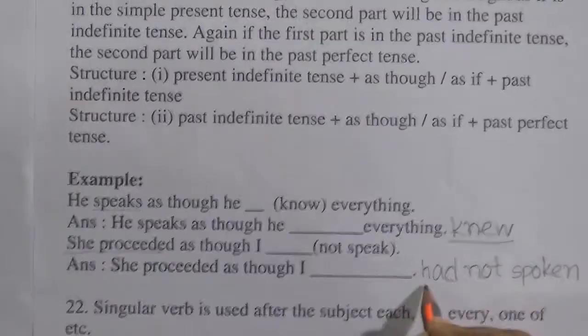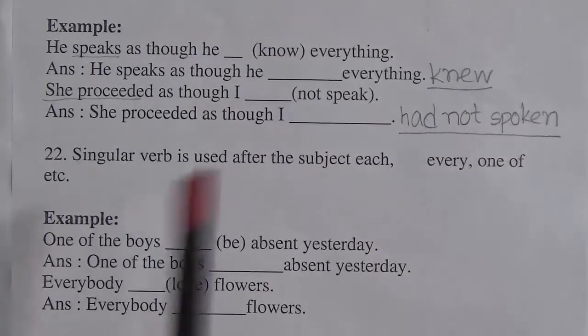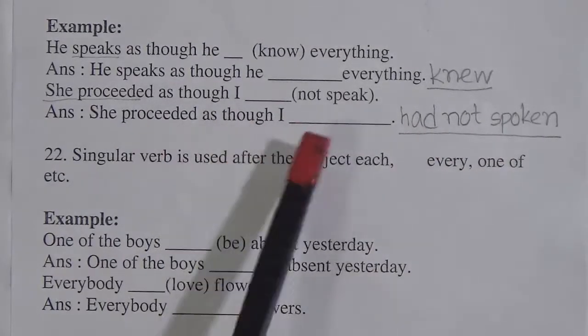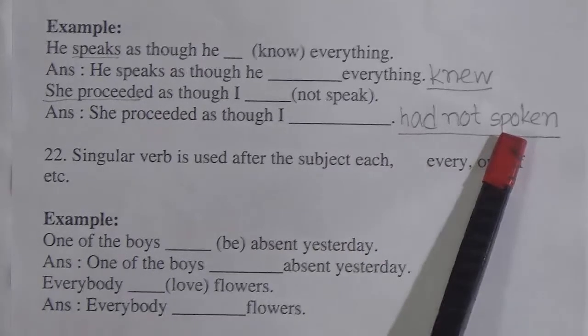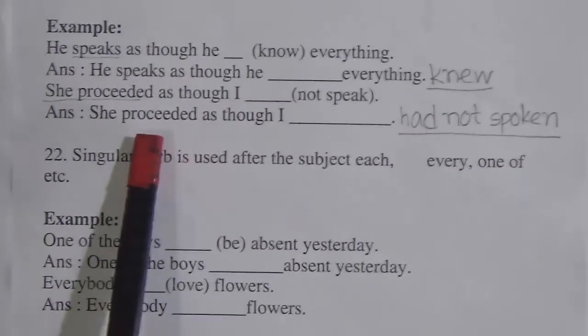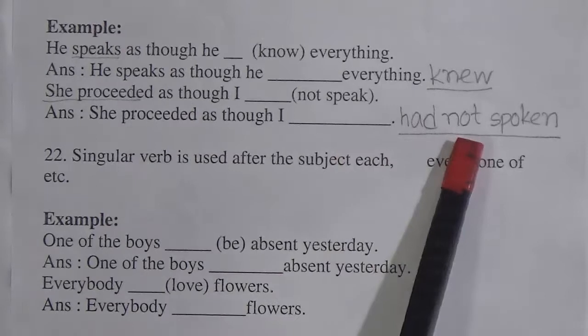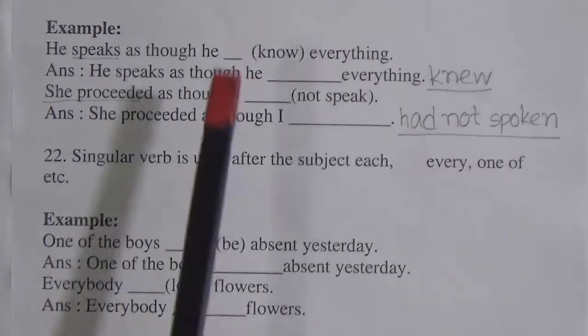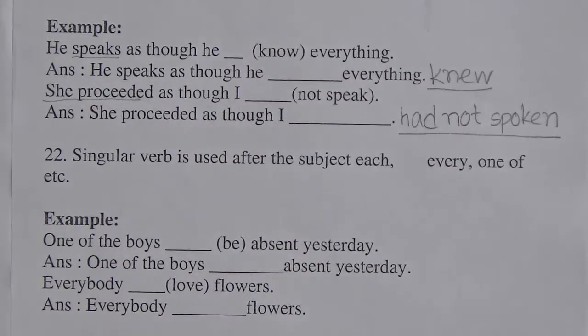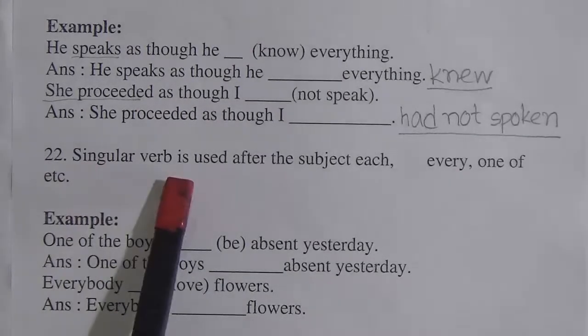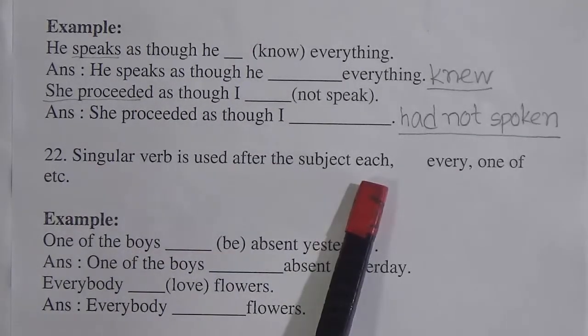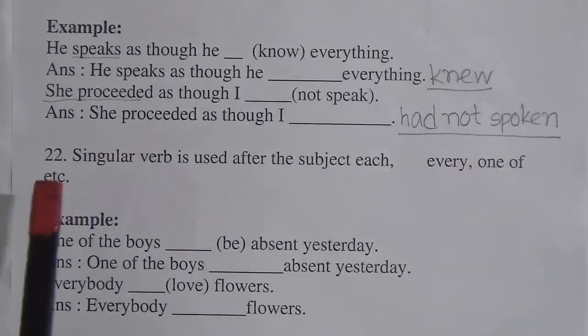I had not spoken. She proceeded as though I had not spoken. So the first portion is in past indefinite tense. The second portion will be in past perfect tense, as we get "as though." Now rule number 22: a singular verb is used after the subject each, every, one of, etc.